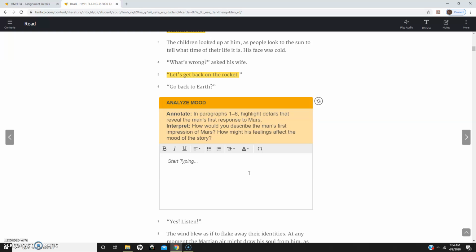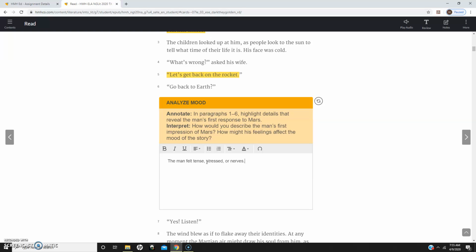So I'm looking at this. He felt tense, maybe stressed, or even nervous. So I'm putting my response here. The man felt tense, stressed, or nervous. And why is he nervous? Based on his new environment, based on the words describing the new environment, he has a look on his face: this is not where we're supposed to be. This is what I'm getting out of it as I read.